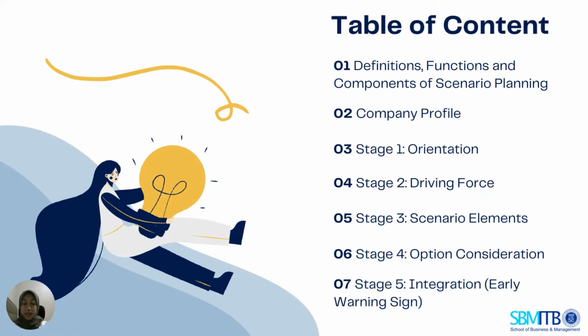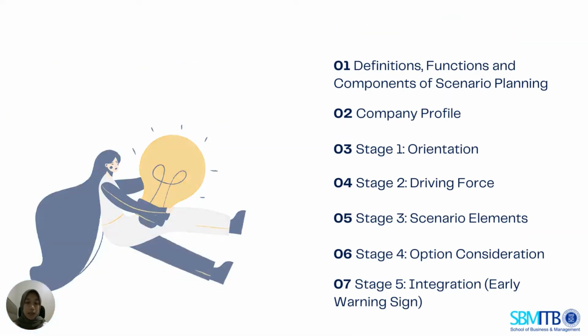Points that will be discussed in this video. First one is definitions, function, and components of scenario planning. Then company profile, then move to stage 1 orientation, stage 2 driving force, stage 3 scenario elements, stage 4 option consideration, and the last one is stage 5 integration on early warning sign.